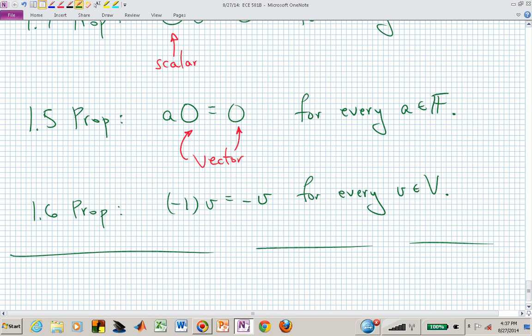Yes, so the negative v is our notation for the additive inverse of v. So we are essentially saying -1 times a vector, we'll just represent that by -v. And that's why that one's a proposition, let's say.